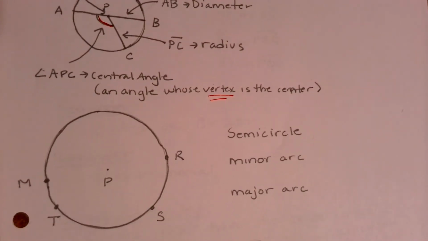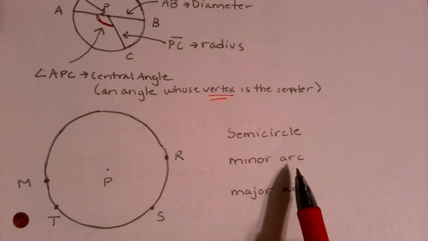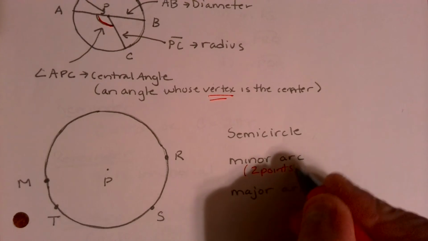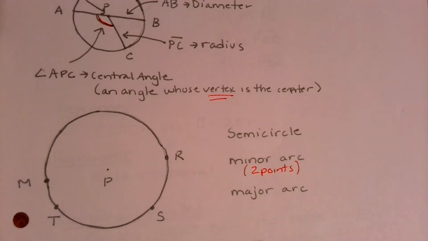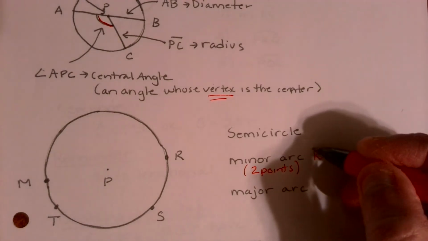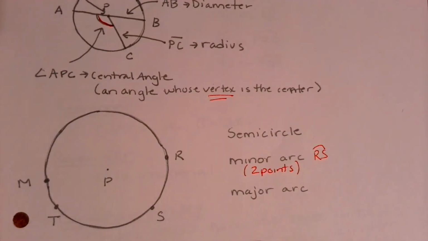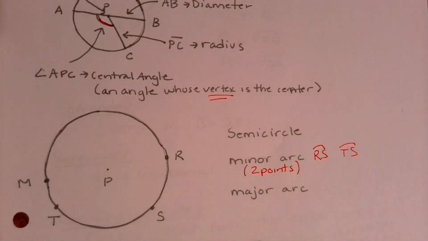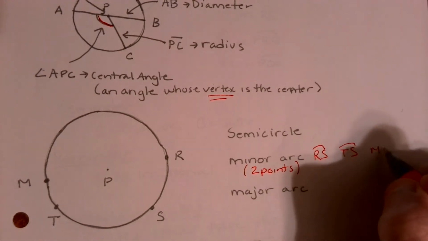The next thing is we're going to talk about arcs now. When we're talking about arcs on a circle, if it's a minor arc, that's less than 180 degrees, you just use 2 points to label it. So I could say arc RS. I would just pick those 2 points and put a little arc above it. Arc TS. Arc MT.